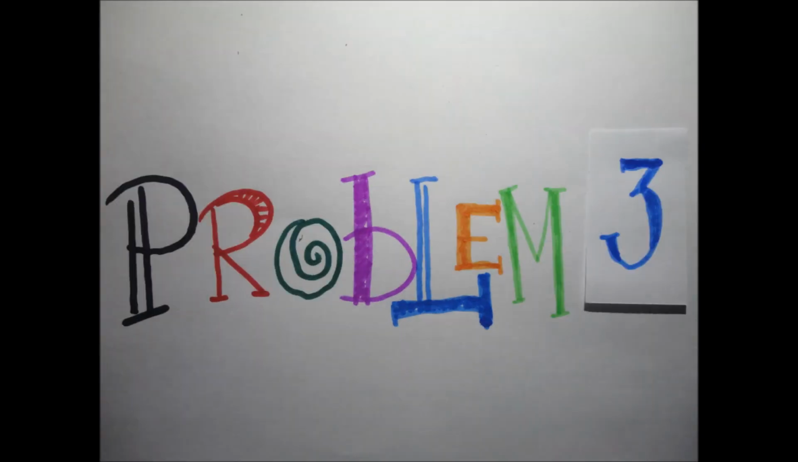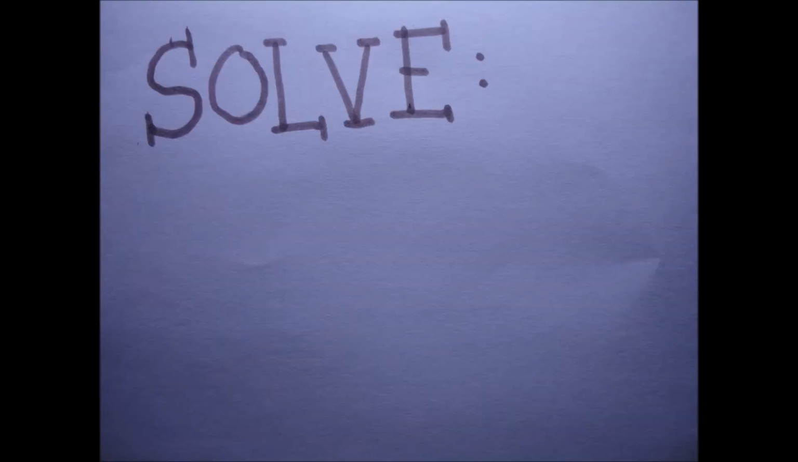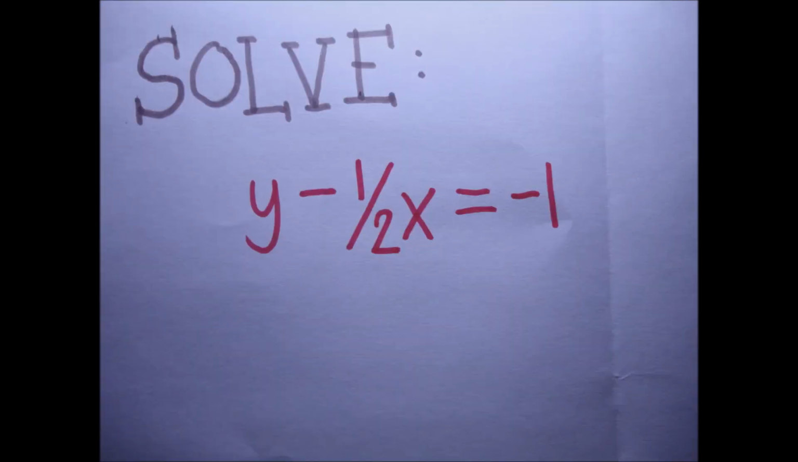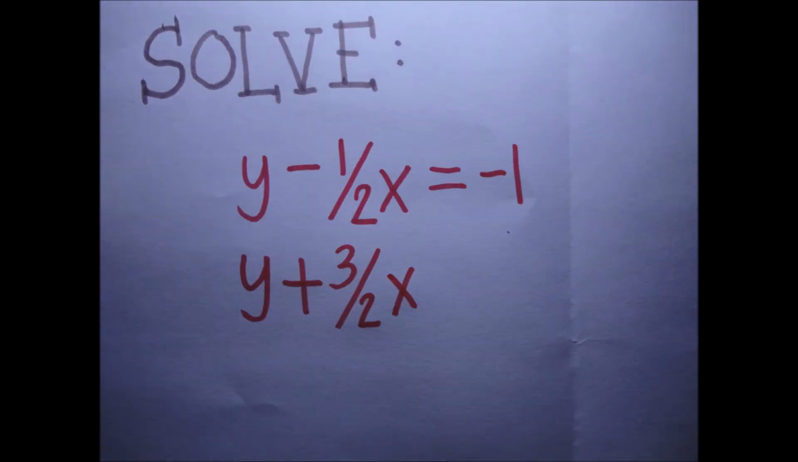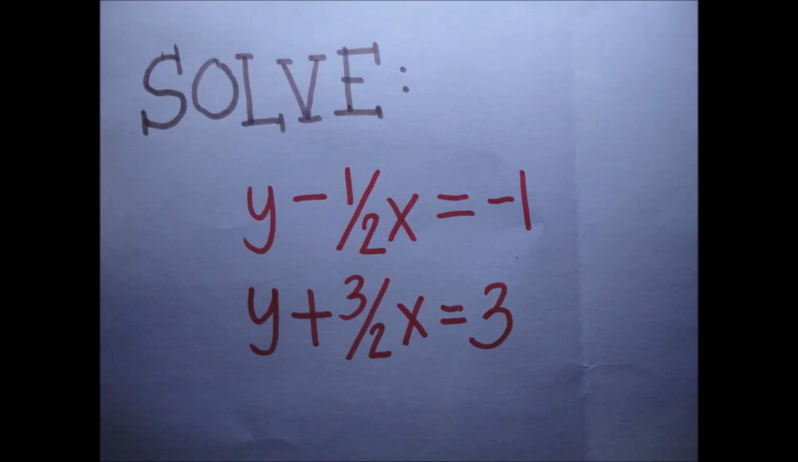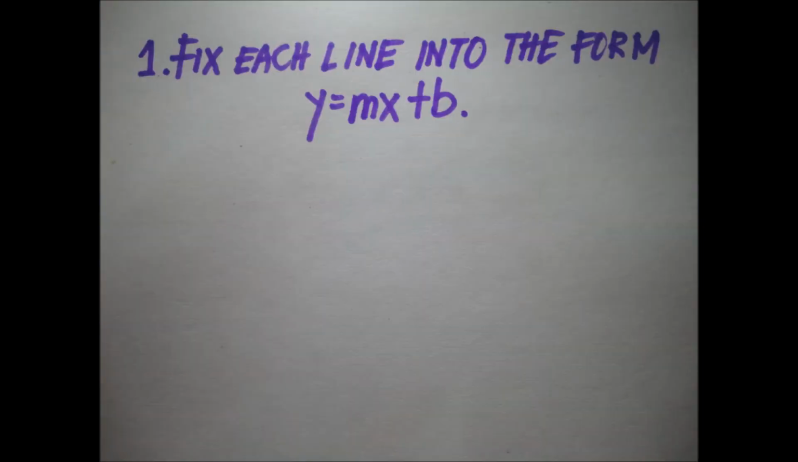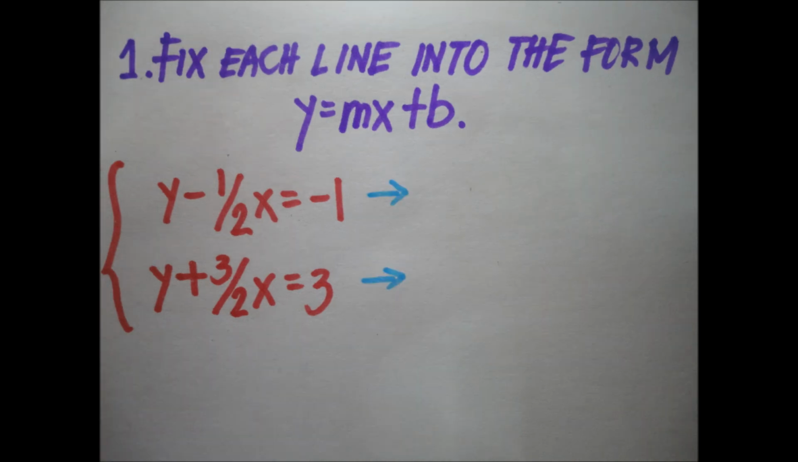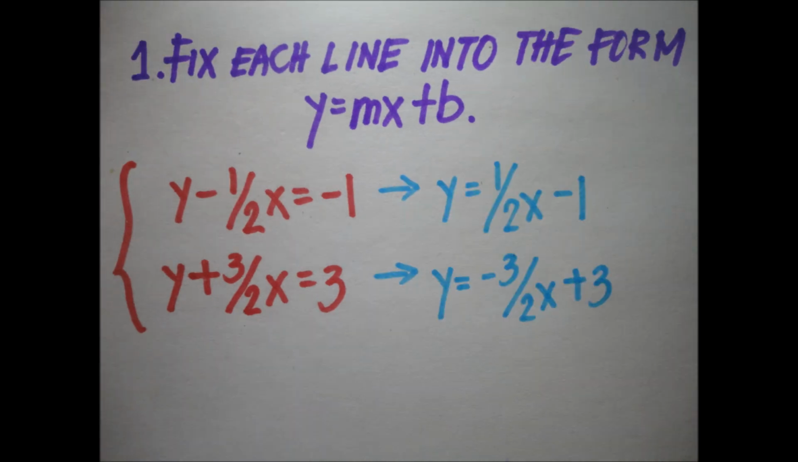Problem number 3. Solve y minus 1/2 x equals -1 and y plus 3/2 x equals 3. The first thing we need to do is to fix each line into the form y equals mx plus b. So y minus 1/2 x equals -1 and y plus 3/2 x equals 3 will now become y equals 1/2 x minus 1 and y equals -3/2 x plus 3.